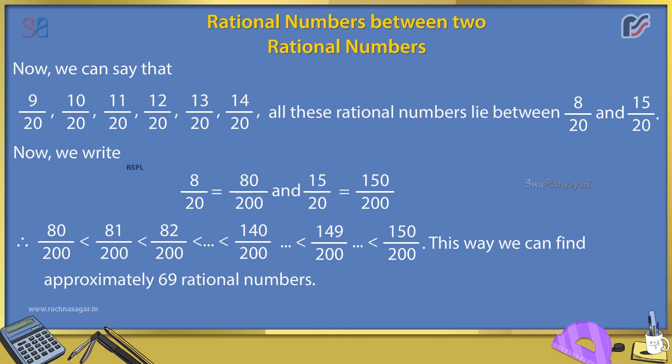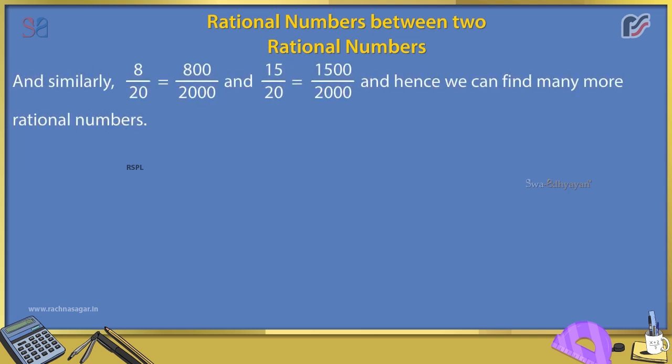This way, we can find approximately 69 rational numbers. And similarly, 8 by 20 is equal to 800 by 2000 and 15 by 20 is equal to 1500 by 2000. And hence, we can find many more rational numbers.